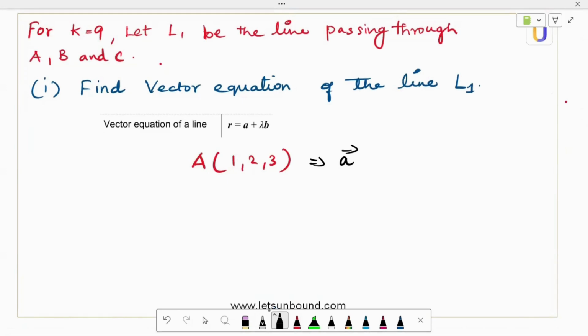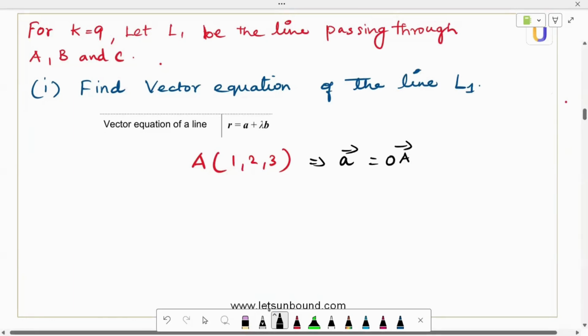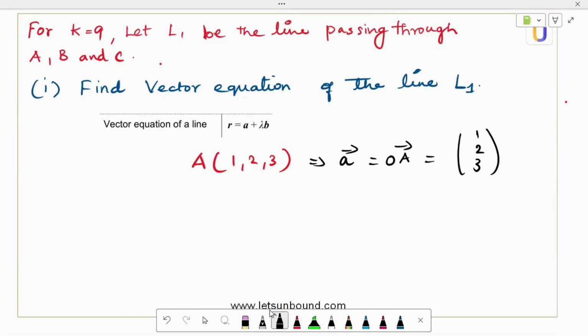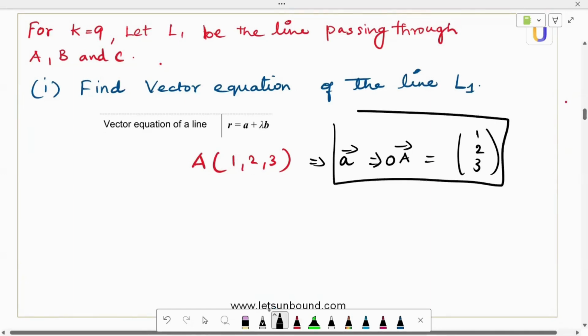So this is just a position vector. A is this. How to find the A vector? Just OA vector. If you find OA, it is the position vector, like you just write it in this way, origin to A. So everything will come as it is. This is your OA vector. That is the A vector here.